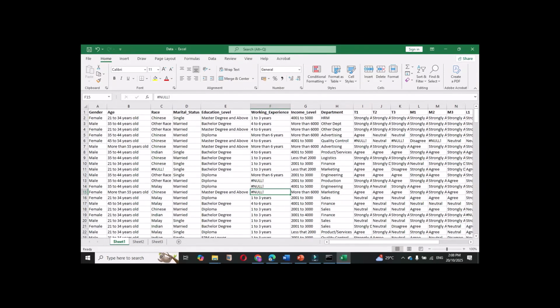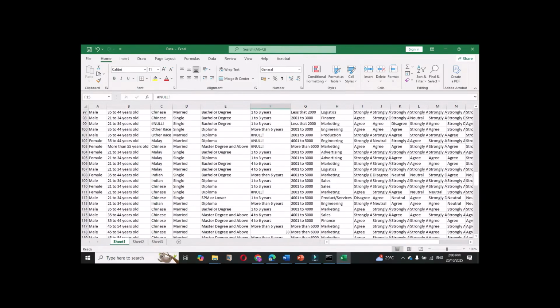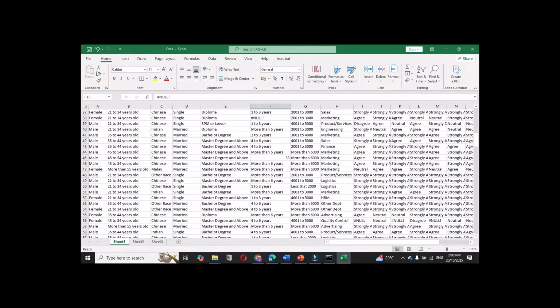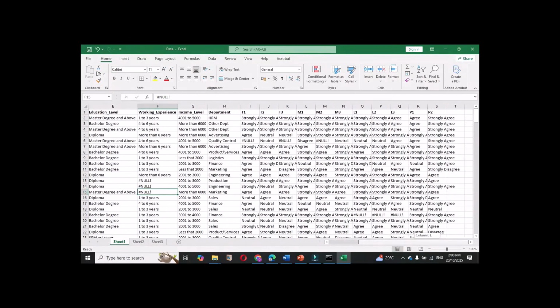The gender, the age, the race, marital status, the education level, the working experience, the income level, department. You need to understand them. You need to know what they actually collected, what they should supply to you. Then you scroll up and look at them one by one. Then know which ones are missing, which ones are null, so that you know how to address them. So for now, this is just our data. Just understand that this is how you collect your data.